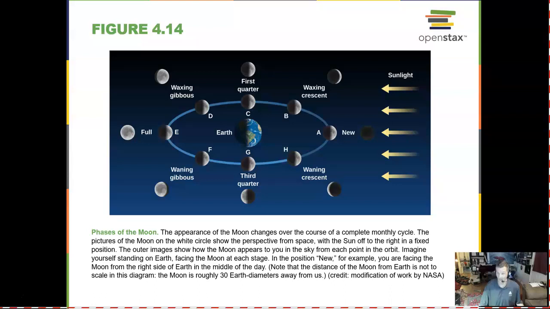Your lab for Module 2 will look at phases of the moon. And so here we see a classic diagram of the different phases. There are 8 of them that the moon goes through in a month. And so you will want to refer to this diagram as you do the moon phases lab.